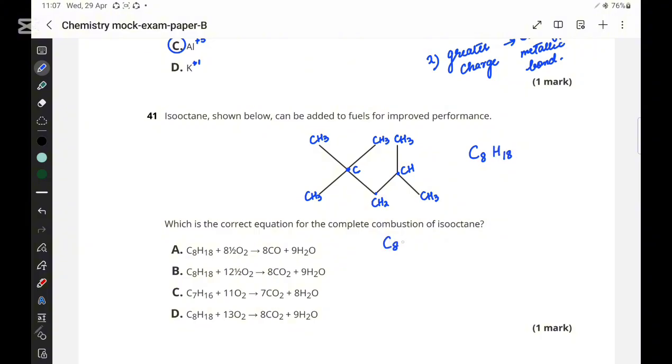When it burns in the presence of oxygen, it is going to form CO2 plus water. In this type of equation, first we need to balance carbon dioxide, then we are going to balance water, and then we are going to balance oxygen. For carbon, it has 8 carbon, so I am going to put 8 here. It has 18 hydrogen, so I am going to put 9 here. So 16 oxygen here, 9 oxygen here, so total oxygen becomes 25, and here we need to put 12.5 in order to balance it, so answer is going to be B.